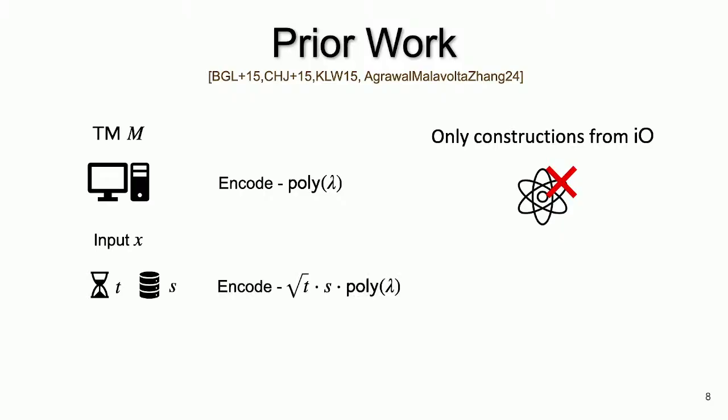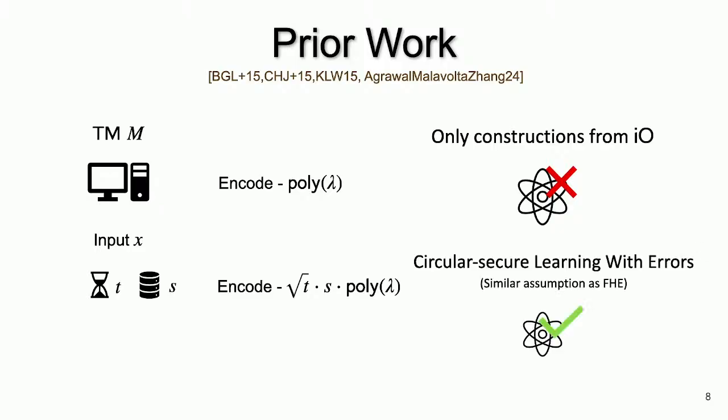In a follow-up work, Agrawal, Malavalta, and Zhang showed that you can actually get encode time to be square root t times s times poly lambda. And they showed how to get this from the same assumption as what G was mentioning. So it's similar to FHE, modulo this noise thing, which was mentioned. This is conjectured post-quantum secure, so maybe we're happier.